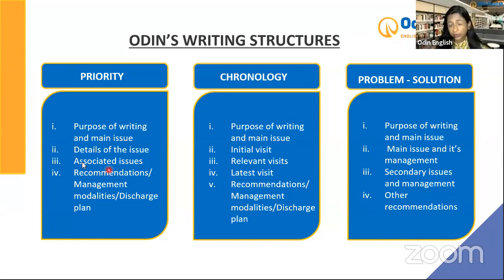So for the relevant dates, that is the first visit and the last visit, you can include the dates of those two visits, and you can include the date of any relevant surgery or any procedure, etc. So the relevant date should be included even when you use the priority based structure. So I'll just explain this in Malayalam now.